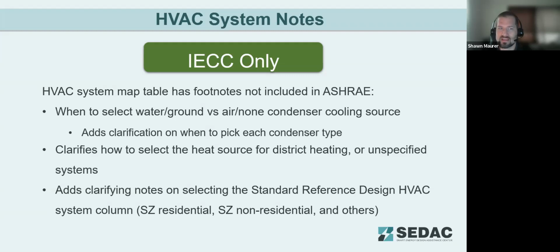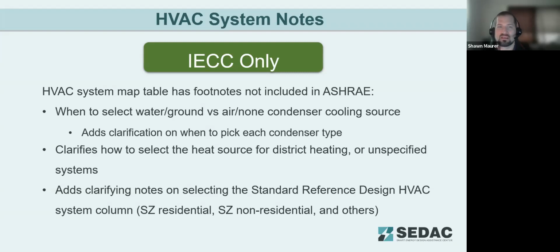the HVAC system mapping. So depending on your system types that are in use in the building, the reference design has a baseline system type that gets modeled for it. It has a separate table of these that Ashrae does not have included with it. That helps you select between your ground and water condenser types, or an airborne, or air-cooled, or no condenser for your cooling source. So the Iecc does add a little more clarification here on when to pick these different condenser types that the Ashrae has left off.